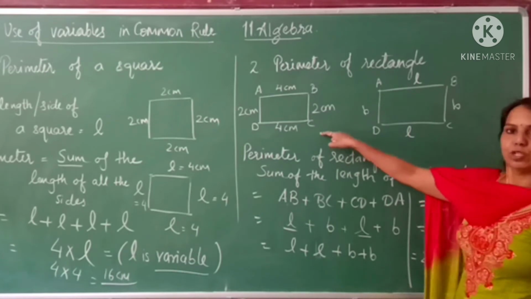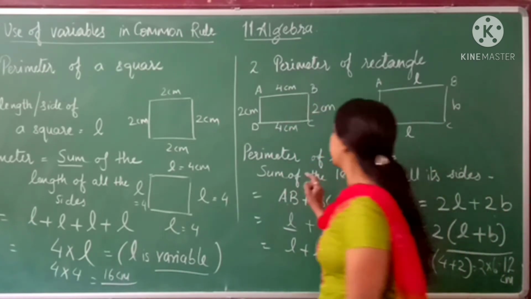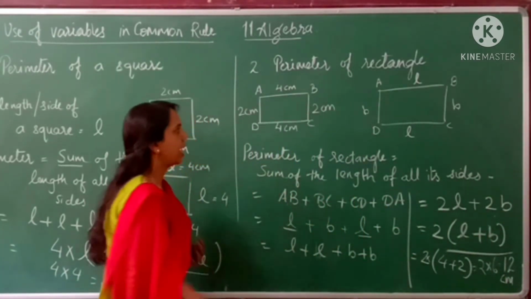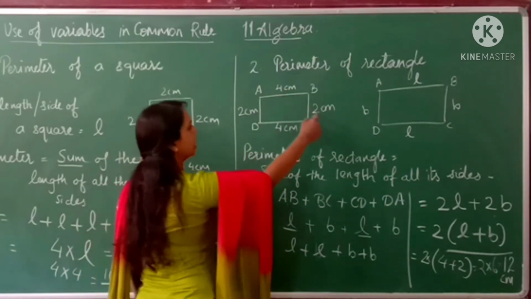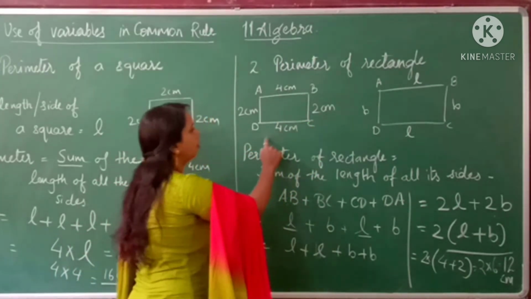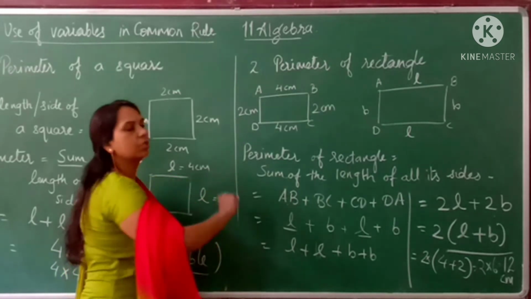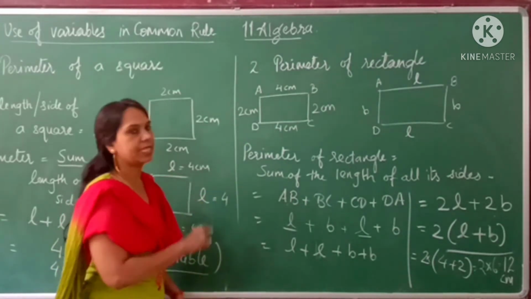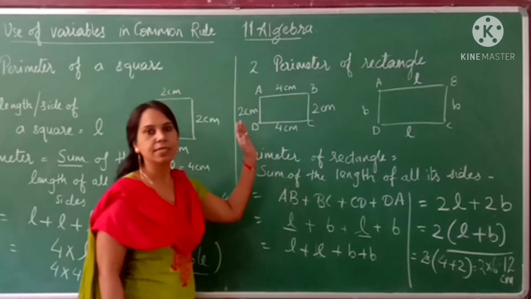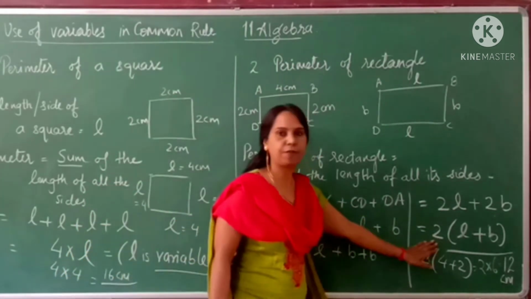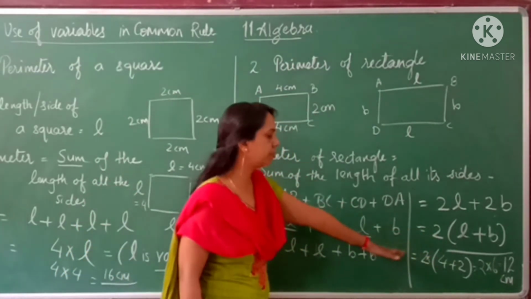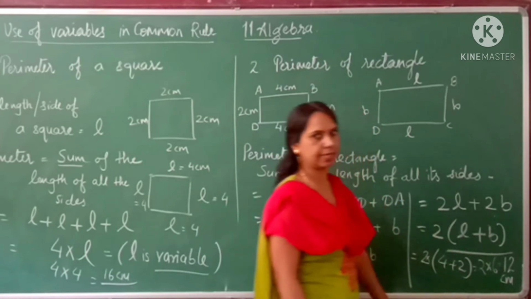You can add also. What we have the formula, sum of the lengths. So when you add, what we get? 4 plus 2 is 6, 6 plus 4 is 10, and 10 plus 2 is 12. So you are getting 12 centimeter when you add all the sides. Same when you use the formula here, 2 into (L plus B), the same answer you will get.